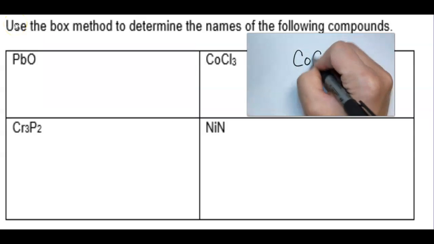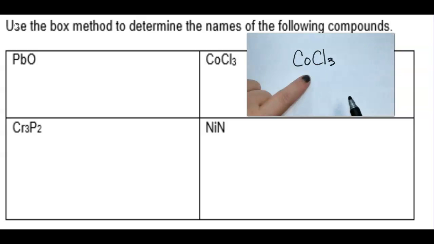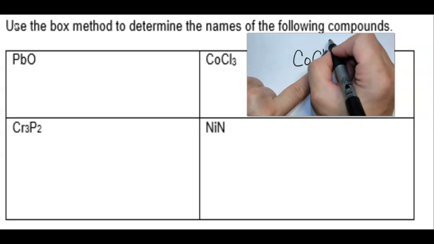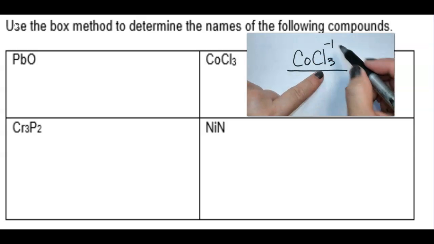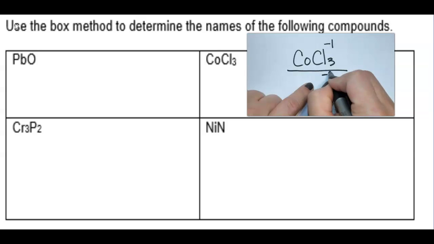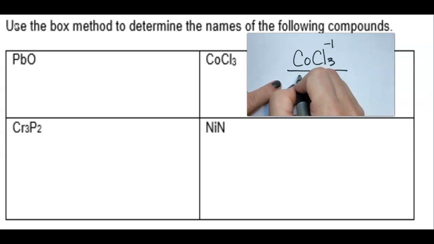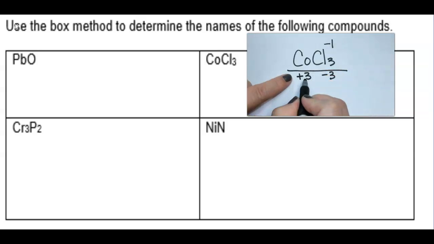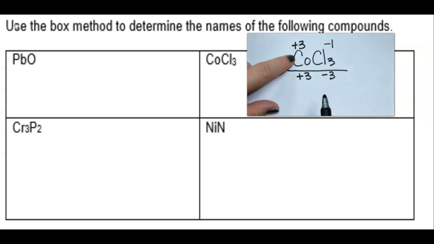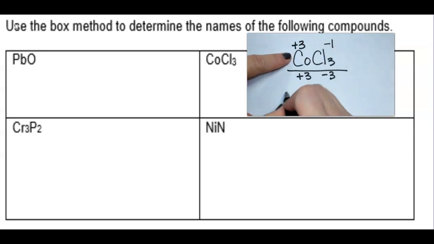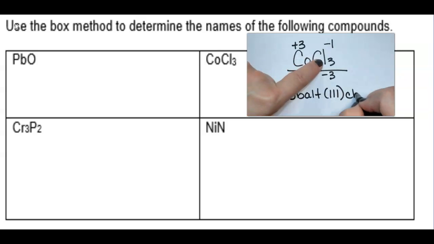Next we'll do CoCl3, and what you know is that the chloride on the periodic table has a -1 charge. -1 times 3 is a -3 overall, which means I need a +3 overall. 3 divided by 1 cobalt equals a +3 on this cobalt, so the name of this is cobalt, Roman numeral 3, and then this is chloride.